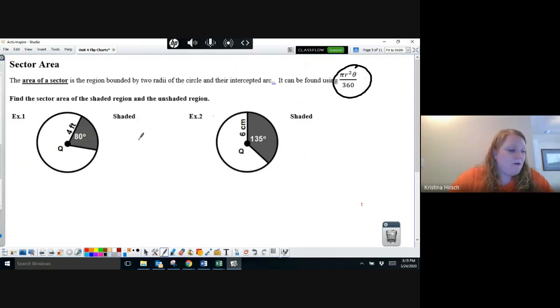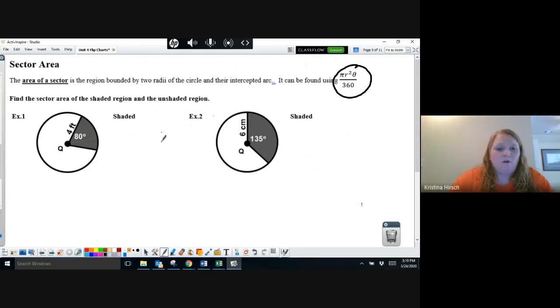On this paper, it's asking you for the shaded and the unshaded region, so you'll have to write kind of small to get it all to fit. The reason I did that is because a lot of times we get so focused on the shaded region, and sometimes they don't want that part. Sometimes they want the unshaded region. So I want to make sure you understand how to get both parts.